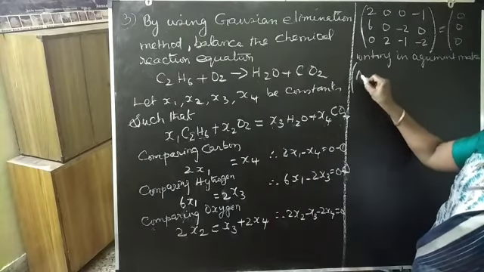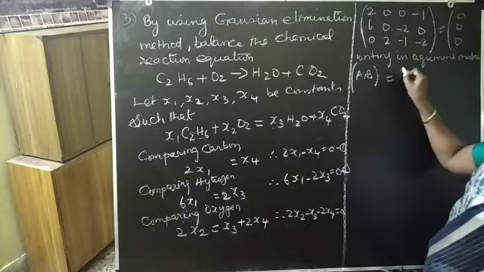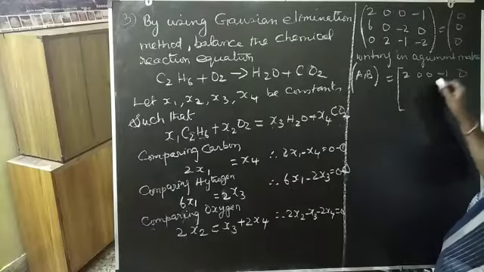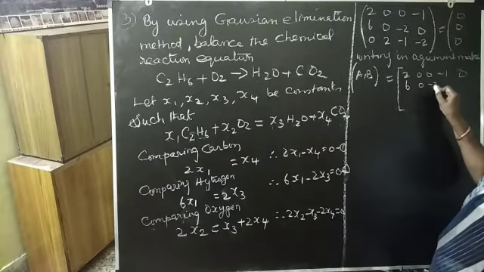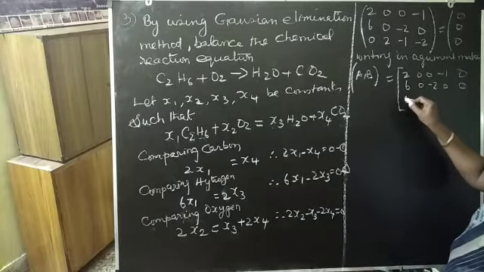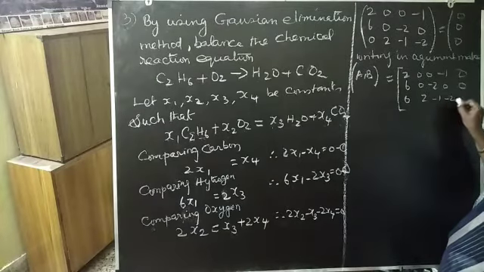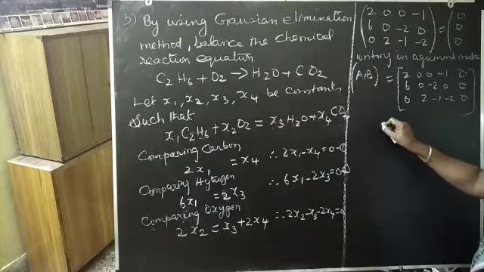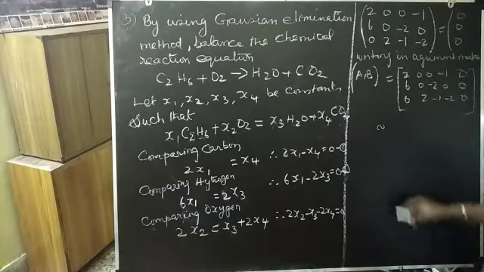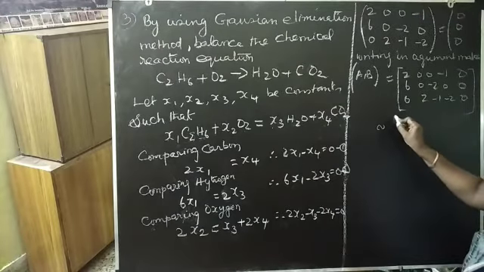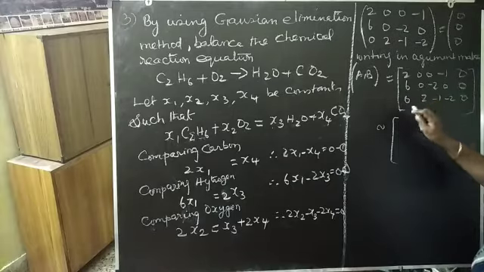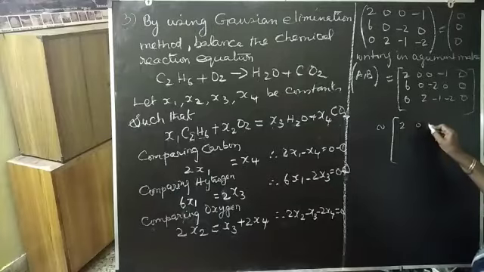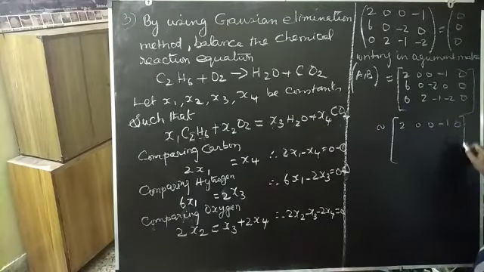Write the matrix A comma B as 2 0 0 minus 1 0, 6 0 minus 2 0 0, 0 2 minus 1 minus 2 0. So now using elementary transformation, we are going to write this in echelon form. So to write this in echelon form, 2 0 0 minus 1 0.